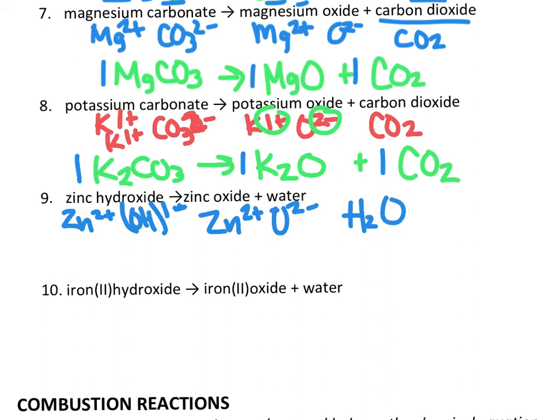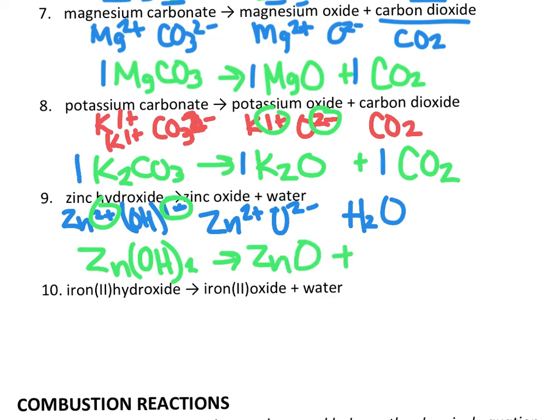Now that we have all our notes, let's start writing out our equations. Zinc is 2+ and hydroxide's -1. So that means I'm going to need 2 hydroxides, -1 and -1, to cancel out with the positive zinc. Now that I have that, I can draw my yields arrow. Zinc +2 and oxygen 2- becomes ZnO, and water is H2O.